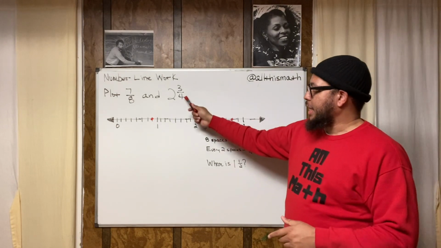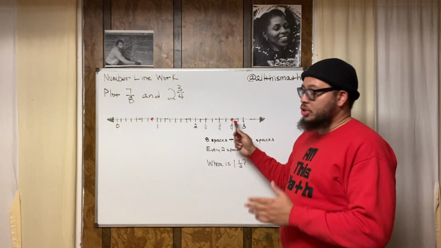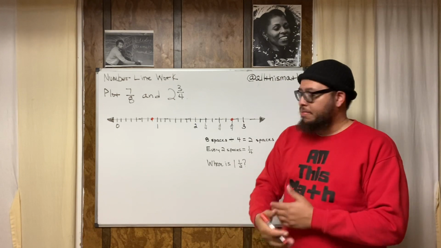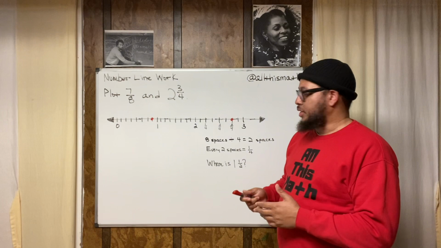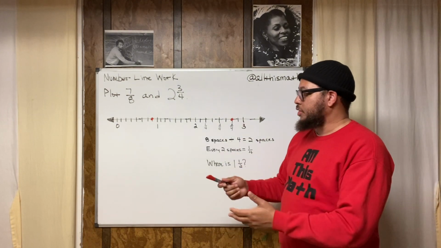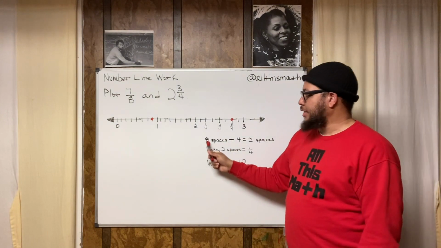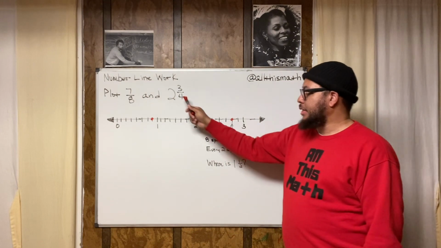When you got a fraction like this, the spaces in between 2 and 3 are broken down into eighths, right? Your denominator is a 4 though. So you want to figure out where the fourths is at. You want to change the eighths into fourths. So what you do is you take the 8 spaces and you divide it by the denominator.